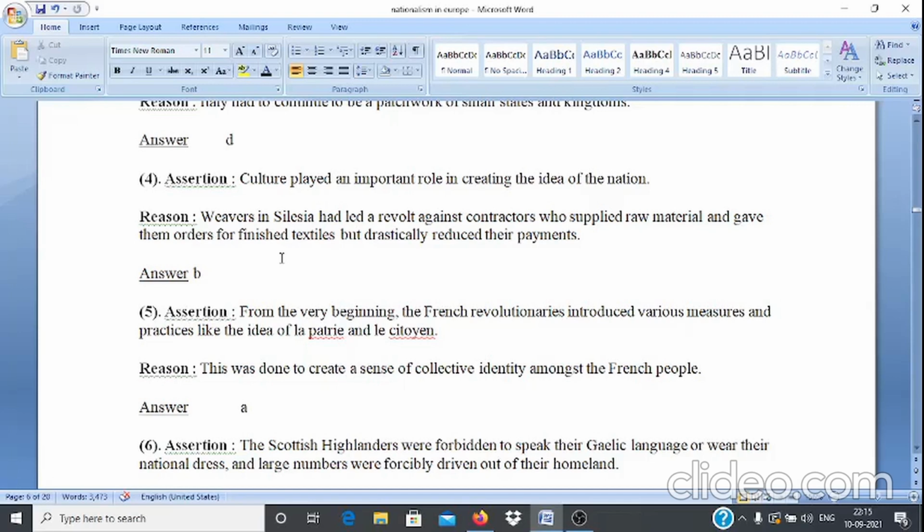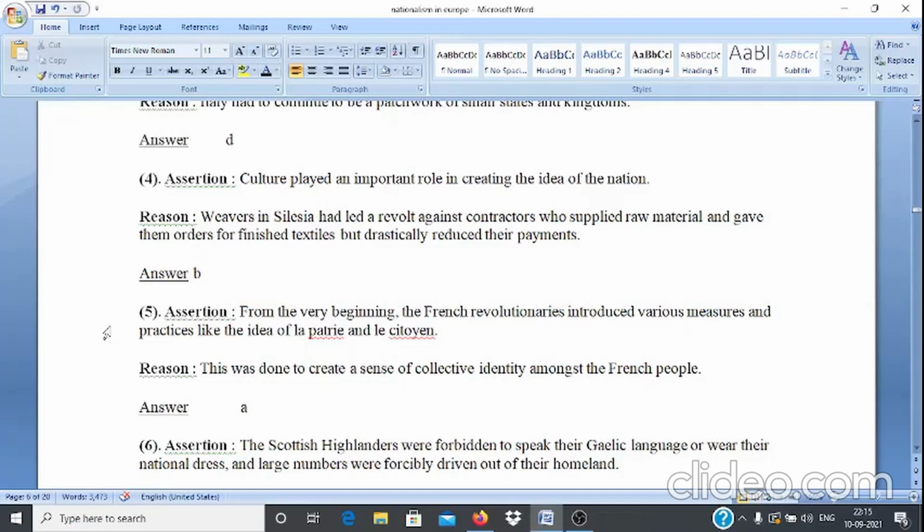Question number 5. Assertion. From the very beginning, the French revolutionaries introduced various measures and practices like the idea of la patrie and les citoyens. Reason: this was done to create a sense of collective identity amongst the French people. And here A is correct answer. That means both assertion and reason are true, and reason is the correct explanation of assertion.